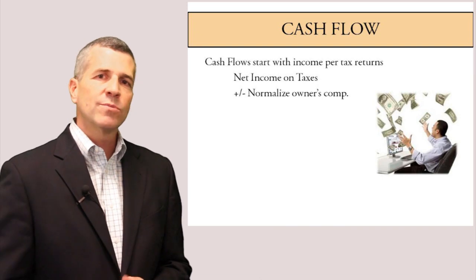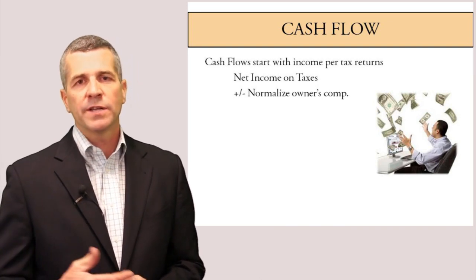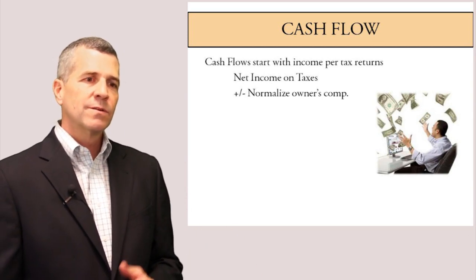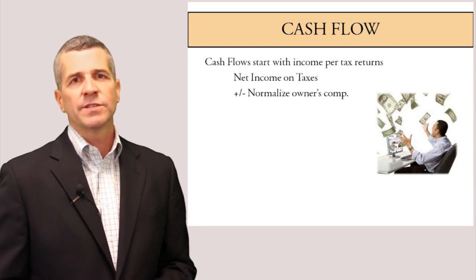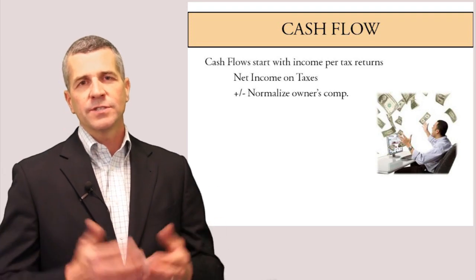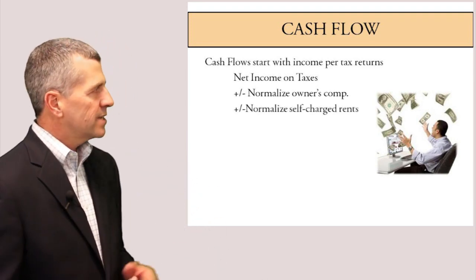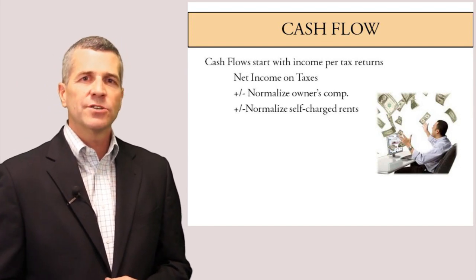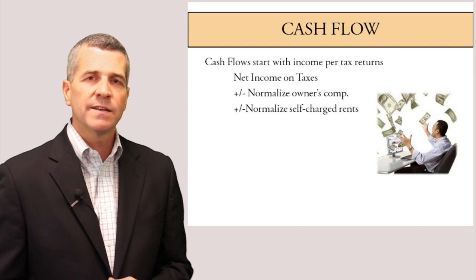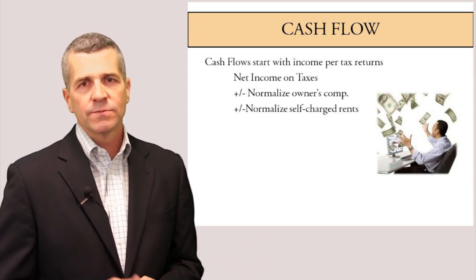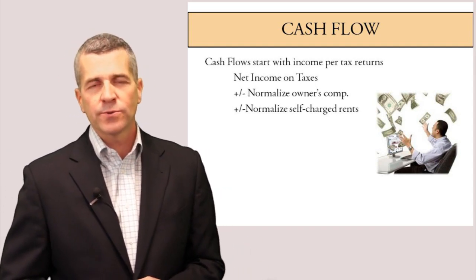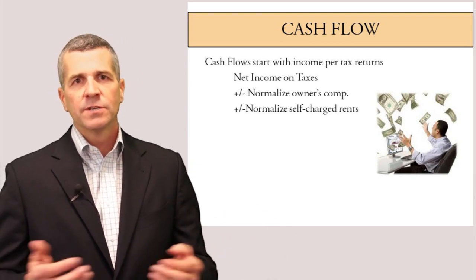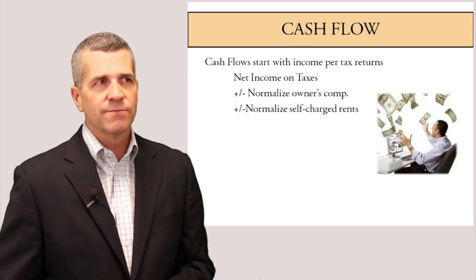And in another example, if you were a corporation and you were paying yourself a $100,000 wage, but the fair value of your wage was $50,000, we would do the opposite. We would reduce the expenses by $50,000, increasing your cash flow. The second item is normalizing self-charge rent. It's similar to owner's compensation in that if you own the building that your business is in, and you're charging yourself rent, we would look at what we think the fair market value of those rents are, look at what you're charging yourself, and adjust your cash flow to reflect the fair market value of those rents.